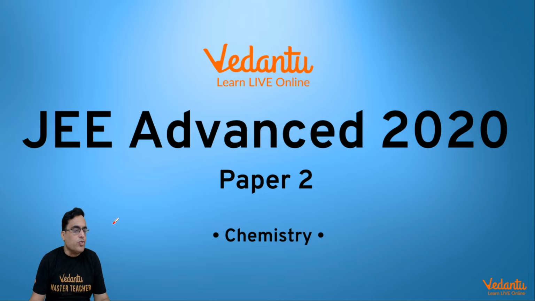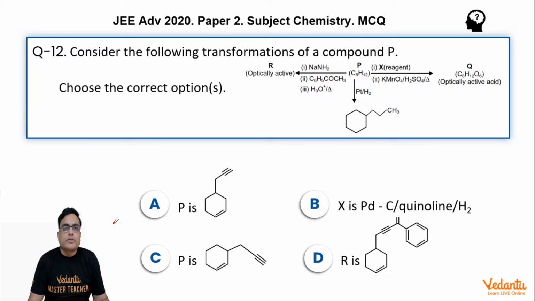2020 Paper 2. And this question number 12 is a multi-correct answer question. It says: consider the following transformations of compound P. Compound P is given, its molecular formula is C9H12, and on reduction with platinum and hydrogen it gives this hydrocarbon, a cycloalkane with a side chain of 1, 2, 3 carbons, right?